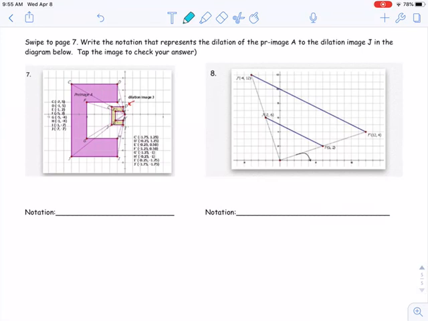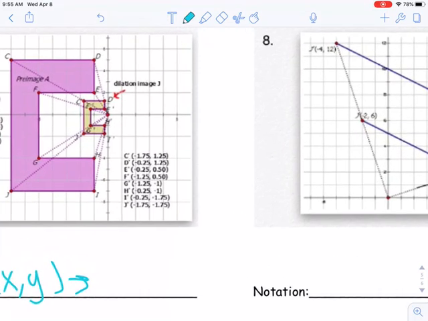All right, 2 more problems. We're going to write down the notation that represents the dilation of the pre-image A to the other image. So basically, what are we doing right here? Let's write coordinate notation, a little bit more practicing. X, Y arrow. I'm getting smaller.